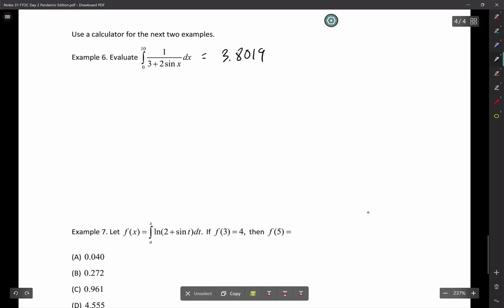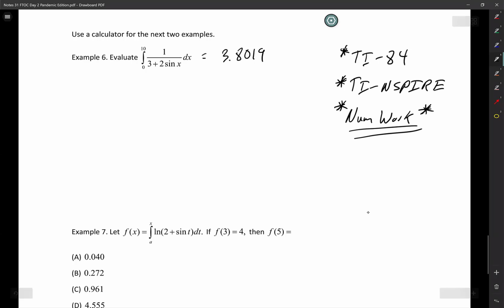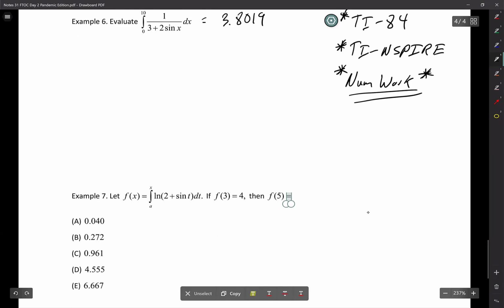8019. Please make sure you know how to use this TI-84, TI Inspire. And I'm going to recommend, if you don't have a calculator yet, I really like the NumWorks calculator. I'm very impressed by it. So these are the 3 calculators I would recommend to take to the AP exam with you. If you need to know how to use them, stick around or maybe ask me after school and we can talk about how to use them.